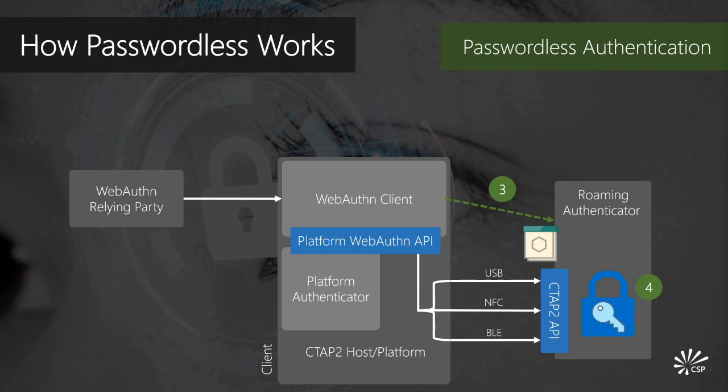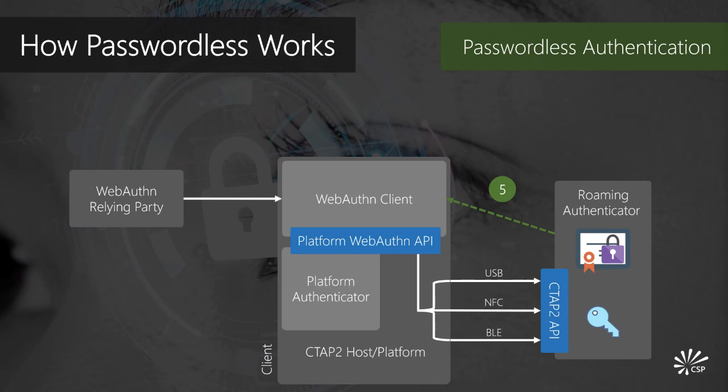So that's where the touch, the gesture, comes in, right? Even though it's not a fingerprint scan, just a touch sensor, you have to touch the key to prove that you are physically there with the key. Okay. So then what happens is the authenticator finds that stored credential, because now it's been unlocked through the biometric or the PIN or the gesture.